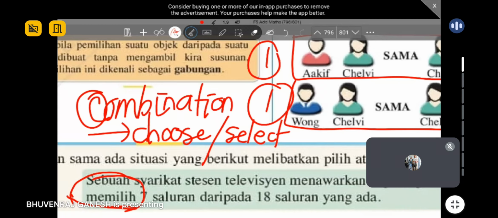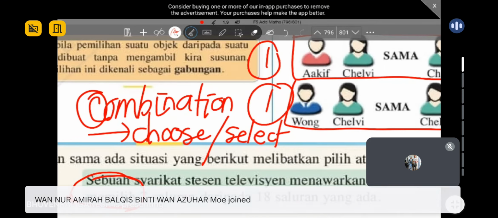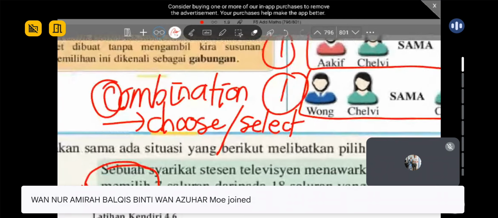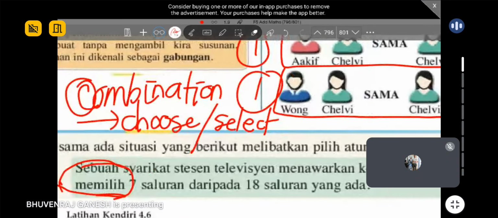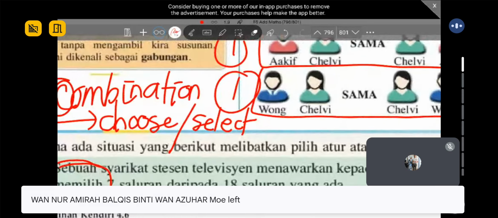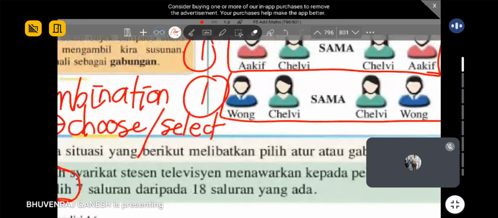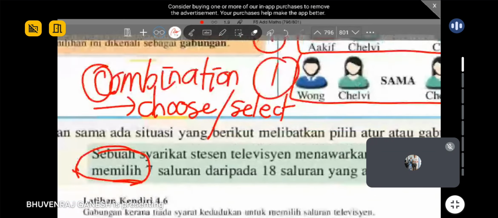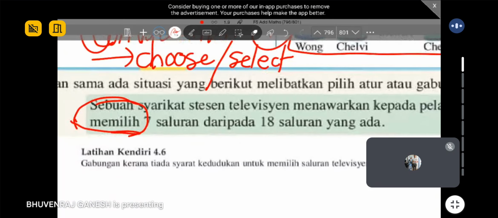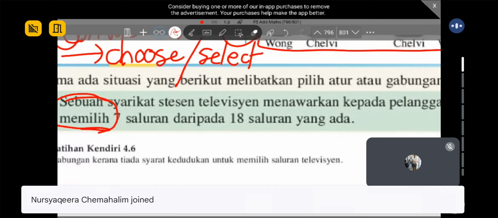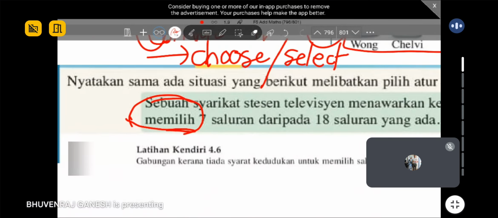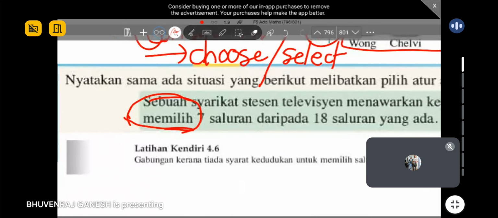Sebab perkataan sama kan, pilih atur dan memilih. Tapi tak. Okay, untuk yang ambil BM, dia totally opposite. Okay, so kamu kena take note yang tu. Jangan tengok memilih, oh pilih atur. Salah. Okay, kena lihat situasi soalan dulu. Okay, you have to see your situation. Okay, so yeah. So the answer is gabungan because arrangement is not important. Okay, so you can choose the 7 saluran in any way you like. Okay, so the arrangement is not important at all.